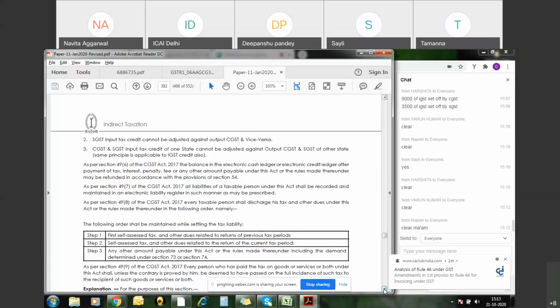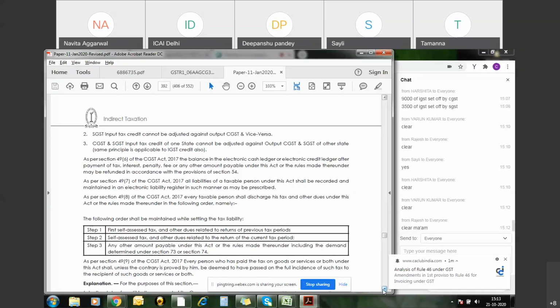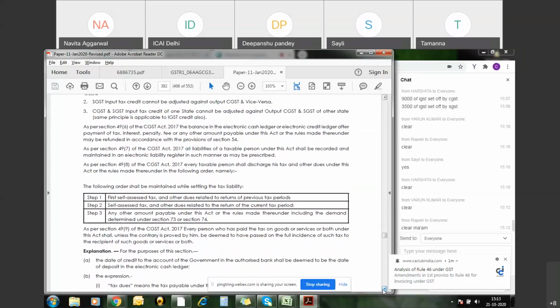Now, every taxable person shall discharge his tax and other dues under this Act or the rules made thereunder in the following order, namely. They are saying that if any refund is available, how can it be utilized against any dues. First of all, the previous year dues, if there are any, can be settled off against any ITC available with the person.